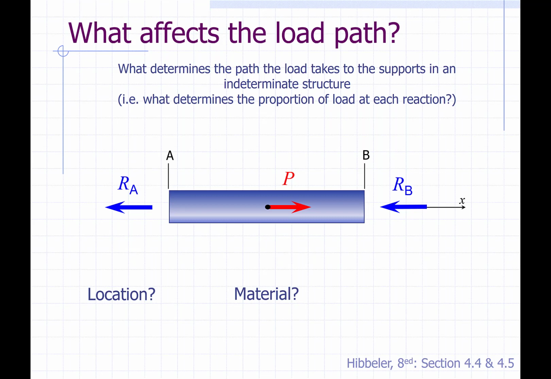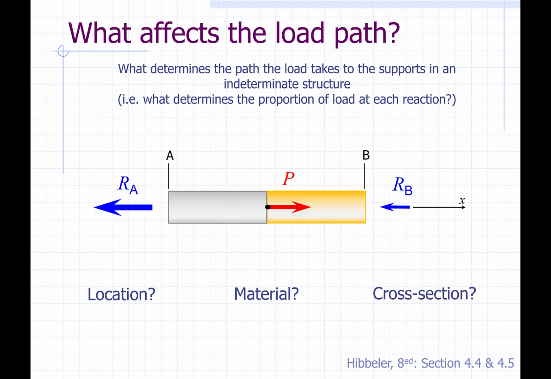If the material was different on one side of the point of load application to the other, would that affect how the load is distributed? Let's say we were to choose a particularly strong or stiff material and put it between A and P, and a less stiff or weaker material between the load and point B, shown here conceptually. We see that the stiffer material attracts a greater proportion of the load and will have a larger reaction than on the other side.